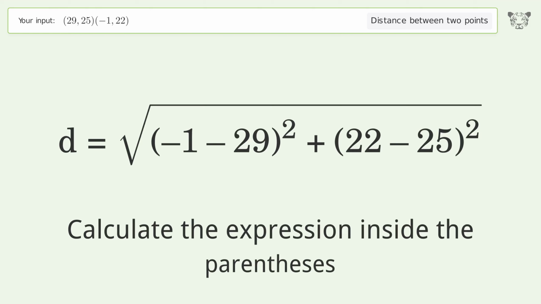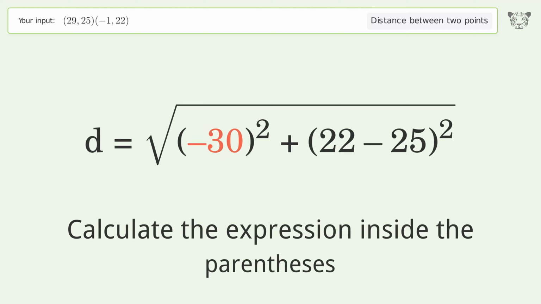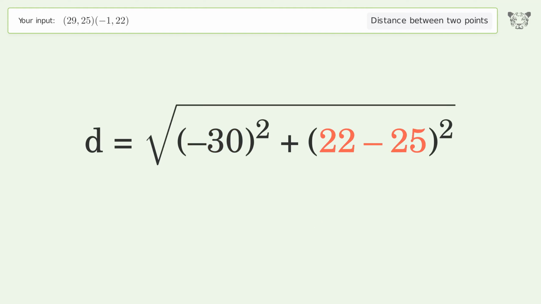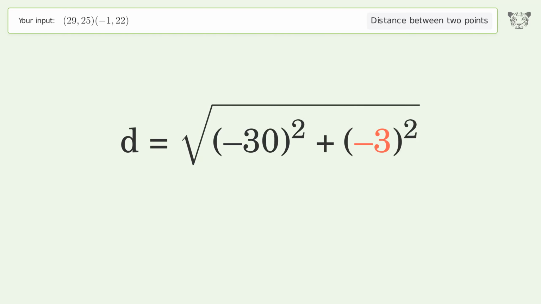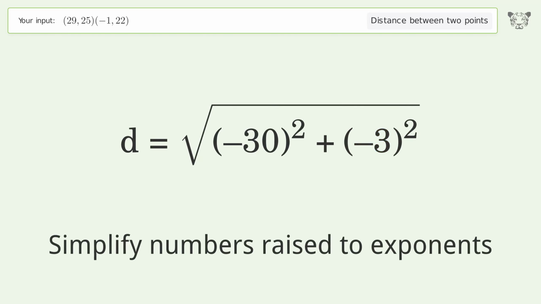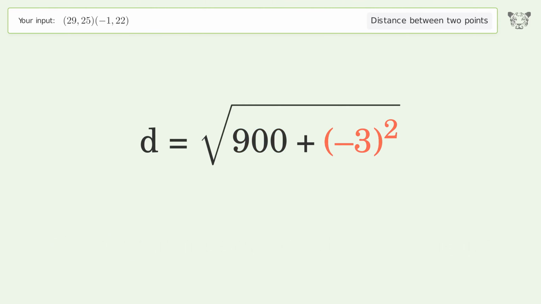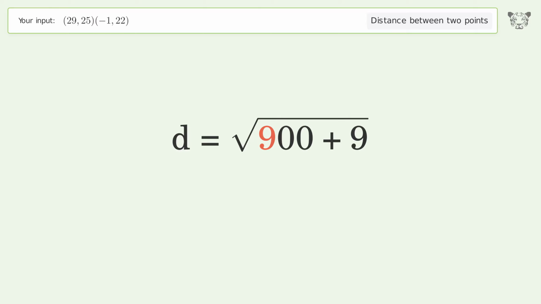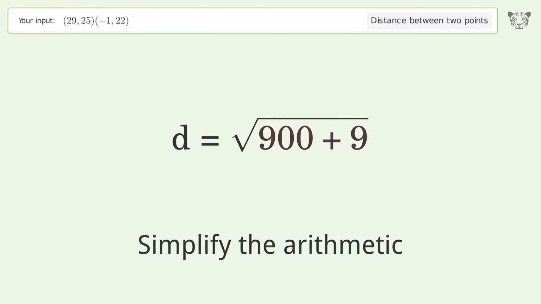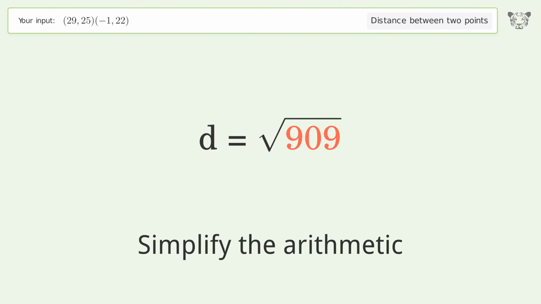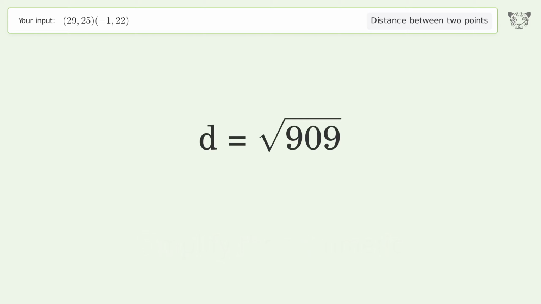Calculate the expression inside the parentheses. Simplify numbers raised to exponents. Simplify the arithmetic. And so the distance between the 2 points is the square root of 909, or 30.15.